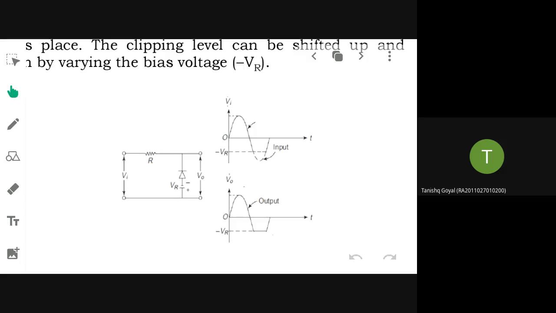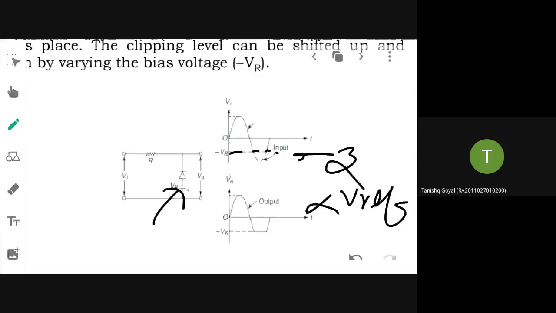Just by adjusting this V reference, let us set a V reference value, let this be minus 3 volt. I want it to act like a negative clipper, so whatever portions that are negative, which are less than V reference, is that the upper portion or lower portion? Upper, ma'am. Less than V reference, I am telling, how will it be upper? Less than V reference is the lower portion, so the lower portion will be clipped.